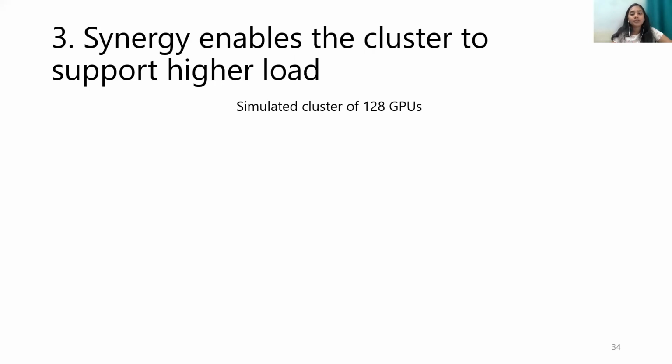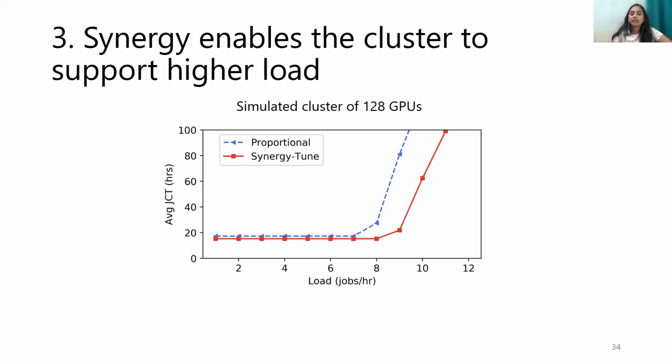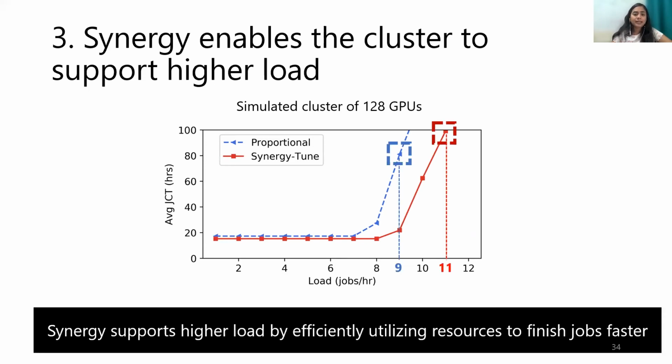Finally, on a simulated cluster of 128 GPUs, we varied the load in the cluster, which is the number of jobs arriving per hour, and we plot it against the average job completion time of a set of jobs in steady state. As we see here, Synergy is able to support a higher load compared to GPU proportional allocation by utilizing the cluster resources more efficiently and speeding up the jobs using workload-aware allocation.